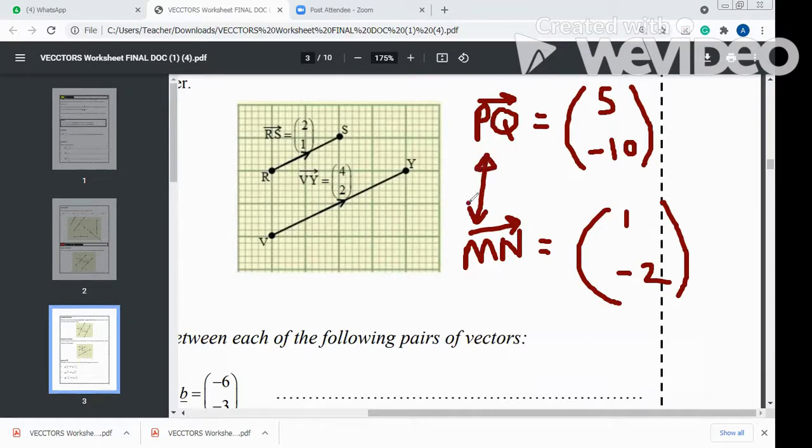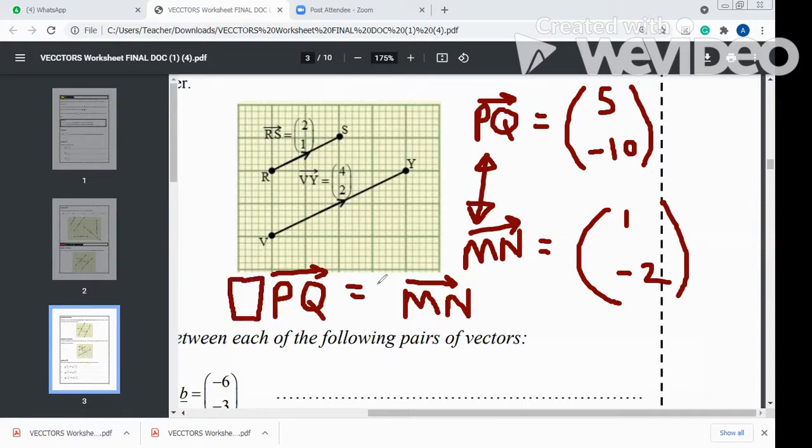Yes, sir. All right. Now, if you're going to say yes or no, you have to tell me the relationship. In other words, you're going to write down PQ equals MN. Then what you have to do now is find a number right here.